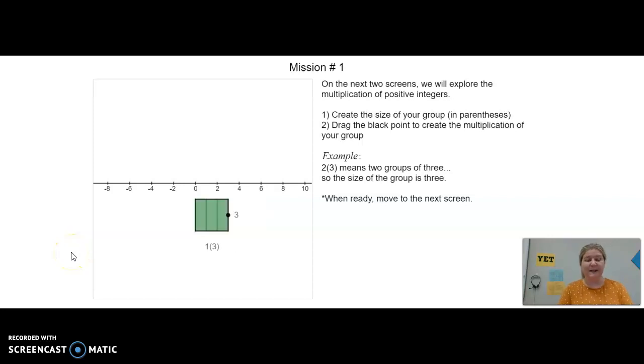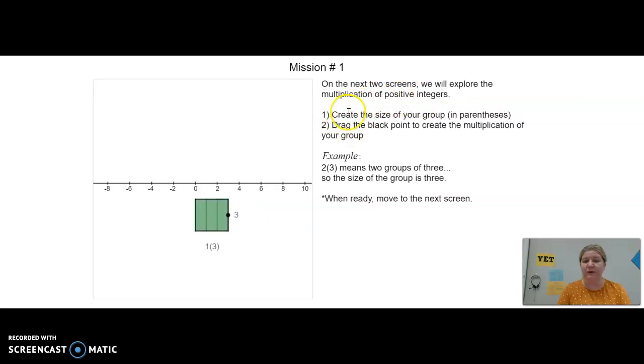Good morning. Today we're going to be looking at a computer program that's going to help us visualize and better understand the multiplication of integers. So I'm going to read through this first slide and then we'll go from there. Mission number 1. On the next two screens we will explore the multiplication of positive integers.